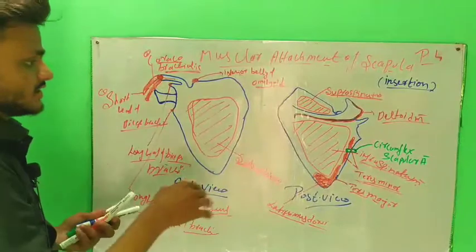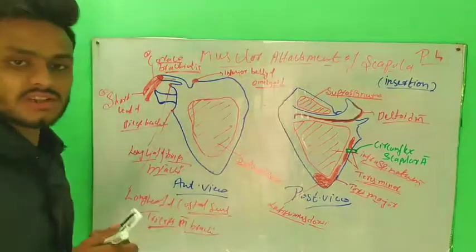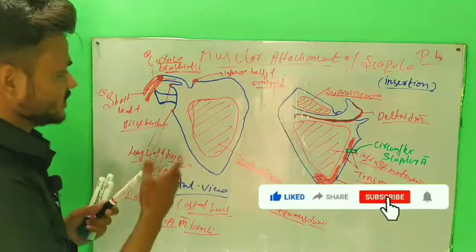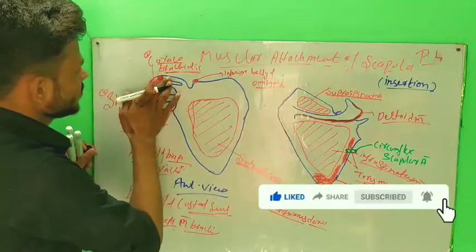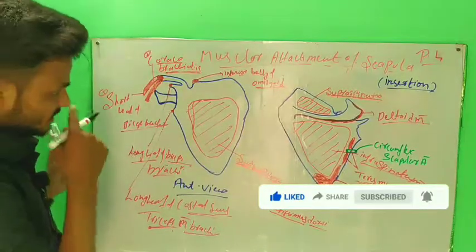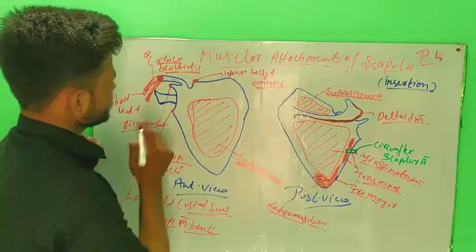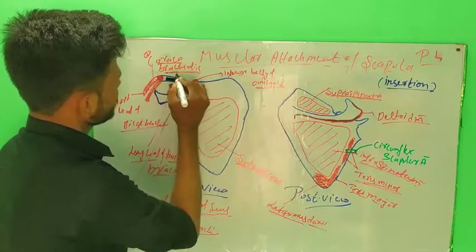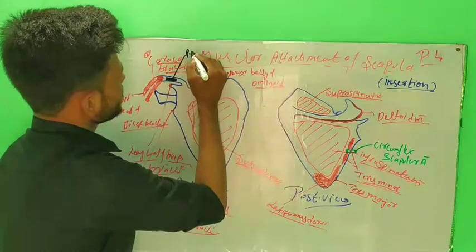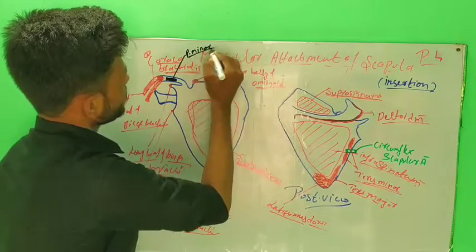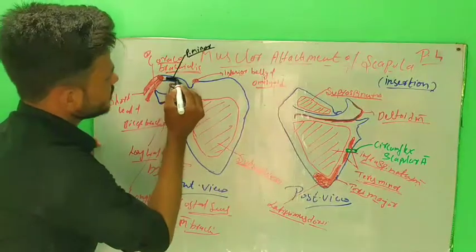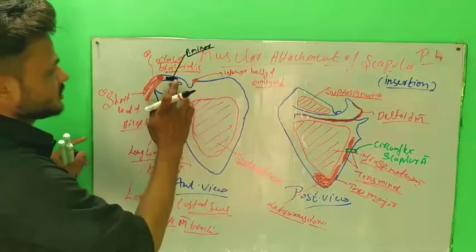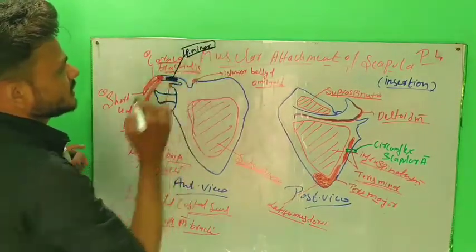Now let's talk about the insertion on the scapula. Firstly, I will draw the insertion of the muscle with the black marker. The first muscle will insert on the coracoid process. This muscle is called pectoralis minor. Pectoralis minor is inserted on the coracoid process of the scapula.